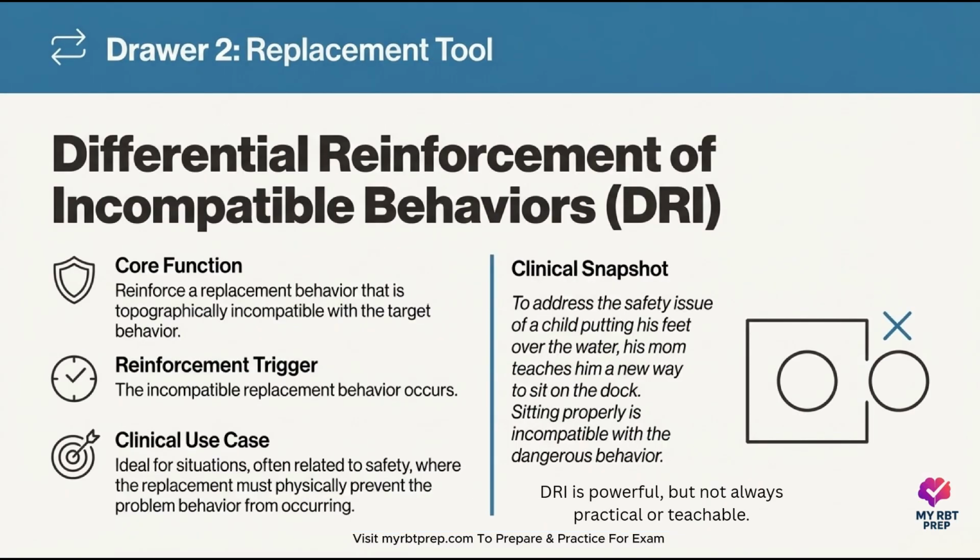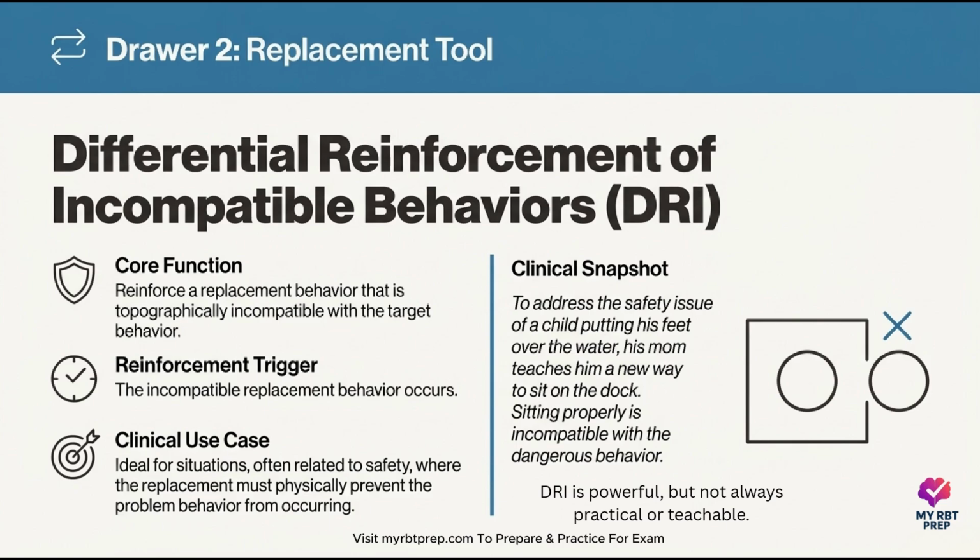Let's reach into the second drawer of our toolkit and pull out a strategy that relies on simple physics, differential reinforcement of incompatible behaviors, or DRI. The logic here is brilliant in its simplicity. We aren't just asking a client to stop a behavior, we are reinforcing a new action that makes the problem behavior physically impossible to perform.